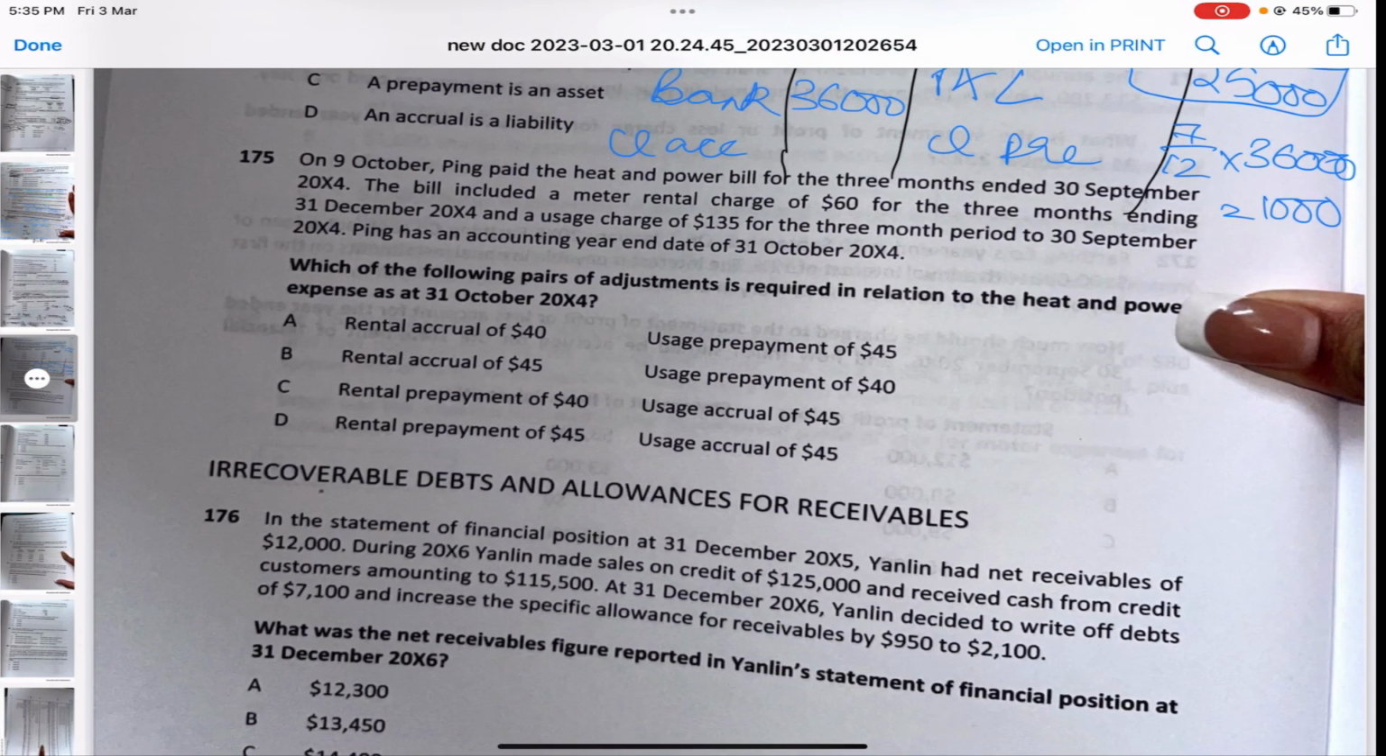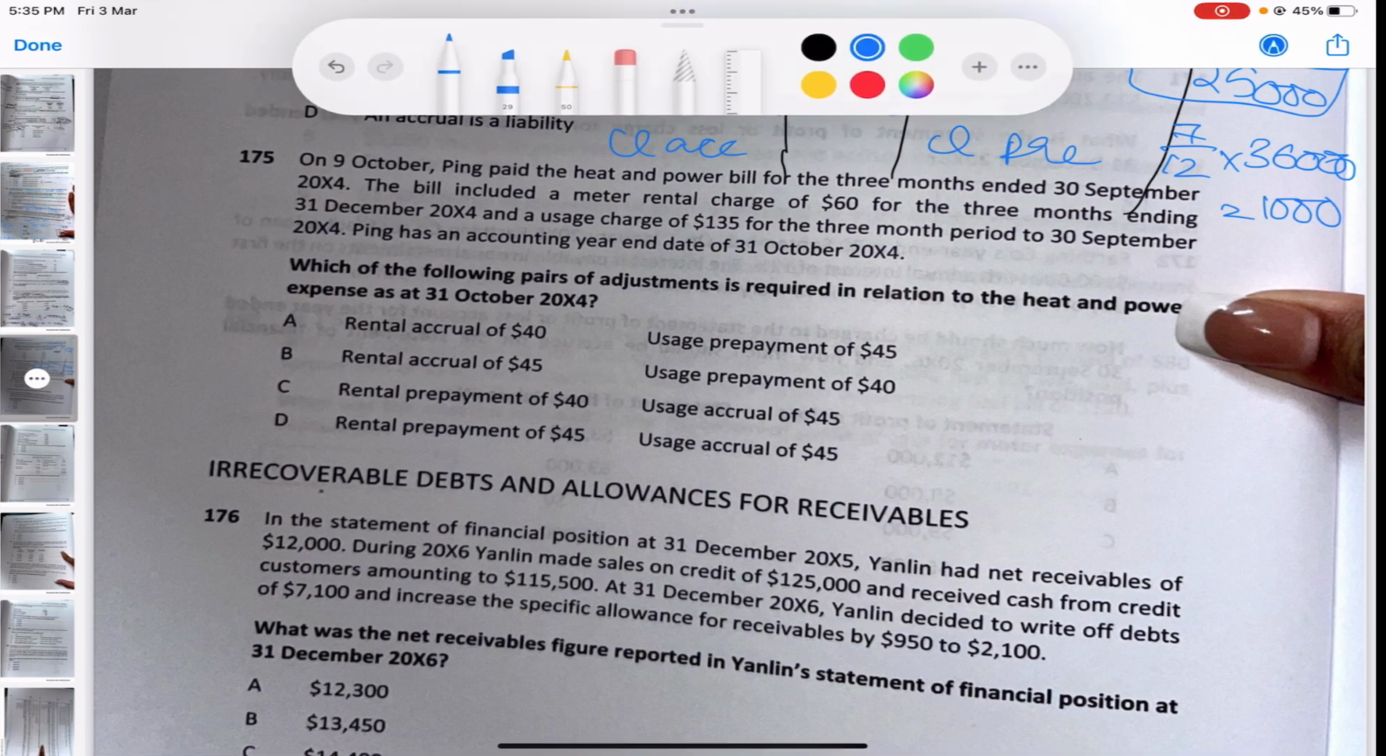Last question. On 9th October, Pink paid the heat and power bill for 3 months ended 30 September. The bill included a meter rental charge for 3 months ending 1st December and the usage charge. Okay, so my 3 months ended 30 September. The bill included this much. How much? So my year is ending at 30 October. So how much did I prepay over here? November and December. 2 months have been prepaid over here.